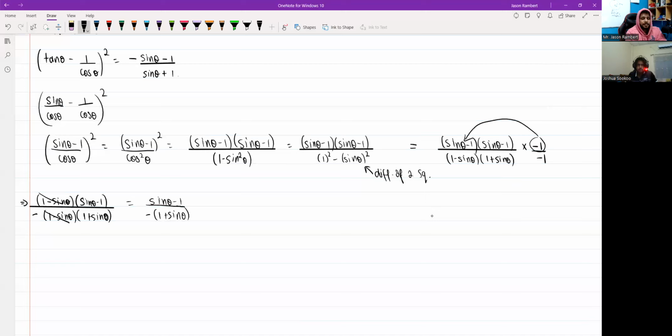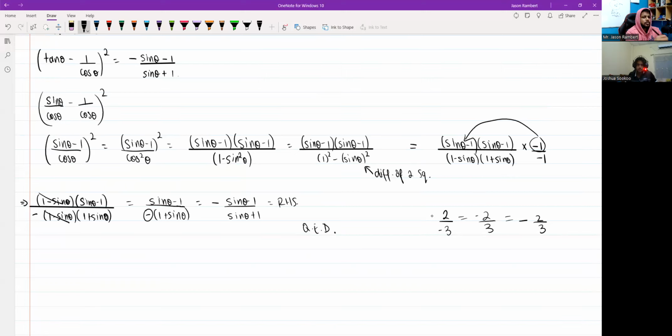In a fraction, it matters not where the negative sign goes. It could go on top, it could go below, or it could go in front of the entire fraction. For example, 2 over minus 3 is the exact same thing as minus 2 over 3. So I will put this minus sign in front of the whole fraction, and I'll get minus sine theta minus 1 over sine theta plus 1, which is equal to the right-hand side.